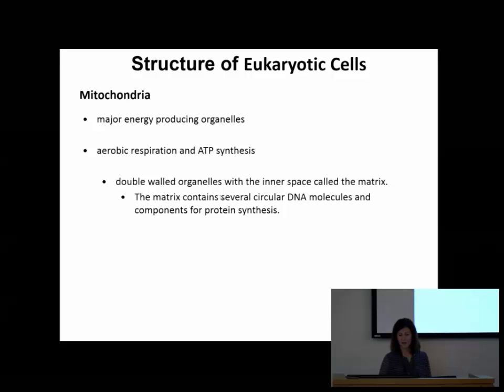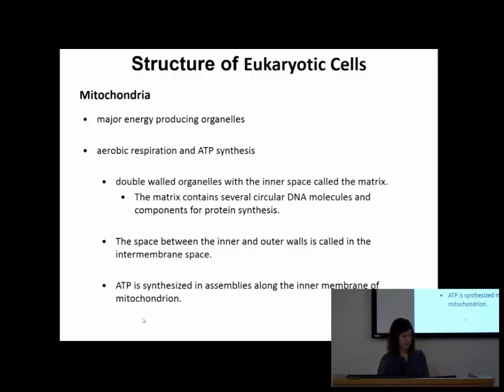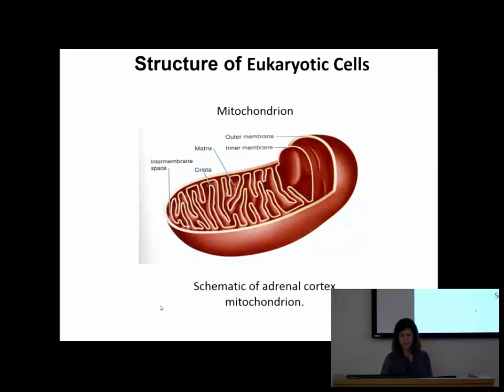We'll talk about possibly why would the matrix contain DNA, right? But it's double-walled and it has intermembrane space in between the two walls and then the matrix inside the middle one. And then we have the electron transport chain and ATP synthase that lie along the inner membrane. And this is what it looks like, a little kidney bean. And those of you that are athletic, maybe run, do any other cardiovascular, will have more mitochondria.